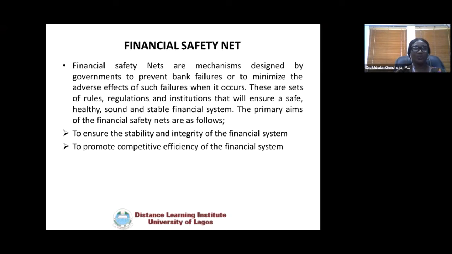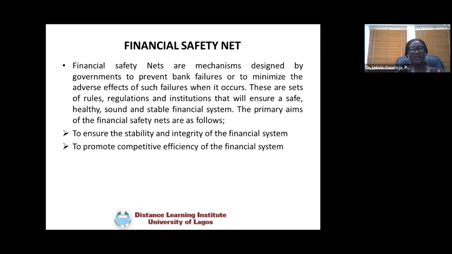So, what do we understand by financial safety nets? Financial safety nets are mechanisms designed by the government to prevent bank failure or to minimize the adverse effects of such failures when they occur. These are sets of rules, regulations, and institutions that will ensure a safe, healthy, sound, and stable financial system.